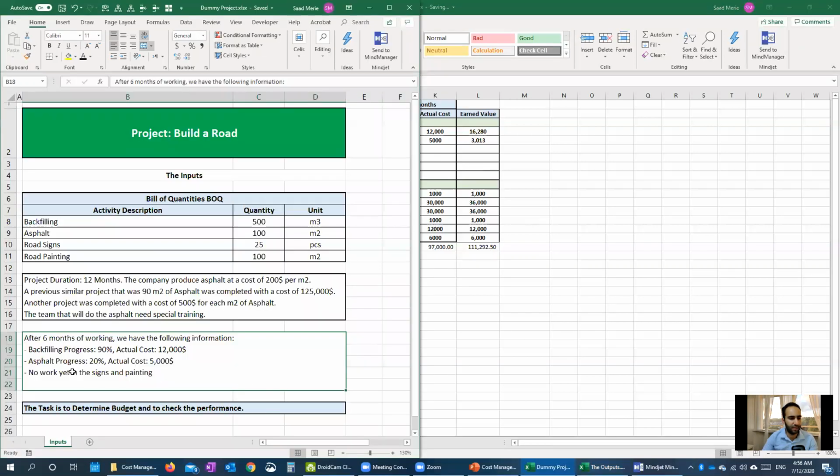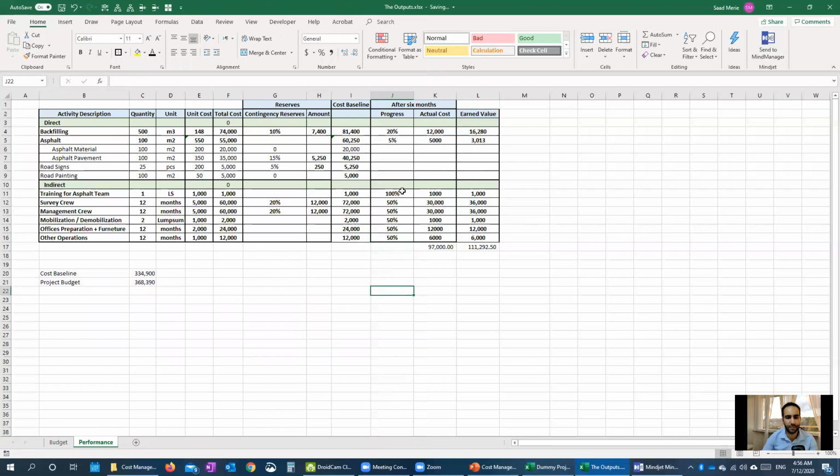So I need to go back to the inputs, and I will modify this to 20, and this to 5%. Okay, now these are the numbers that we have. This is the actual cost, and this is the earned value. So we will start to produce the 4 formulas for earned value. We said the 4 formulas. The first ones are CPI, SPI, and CV and SV.